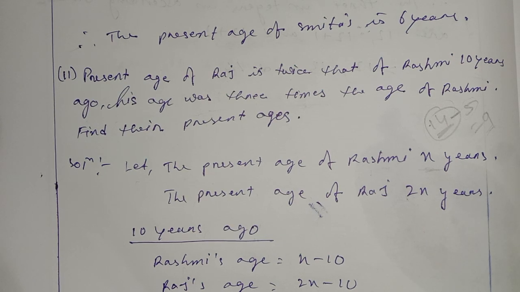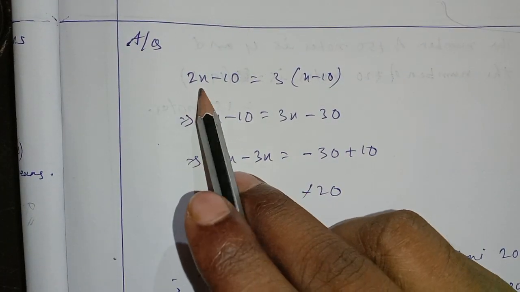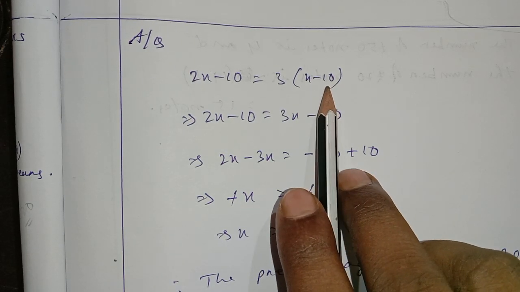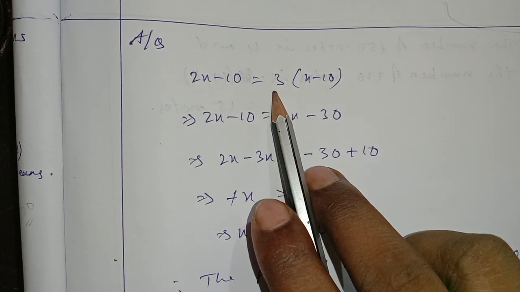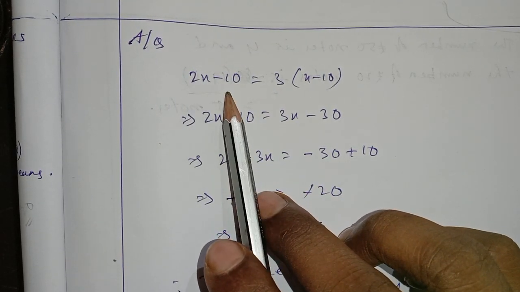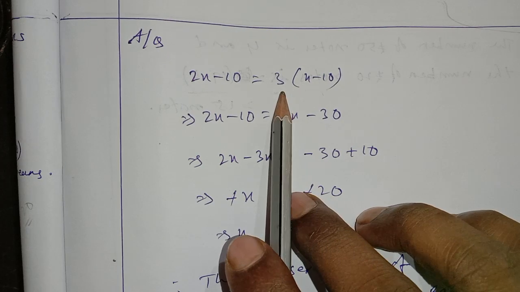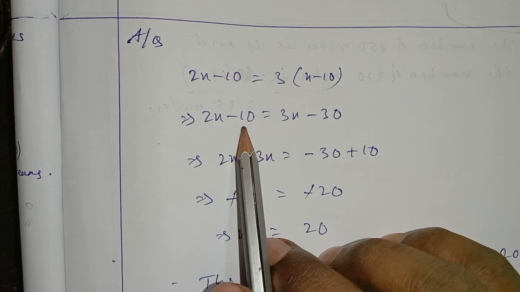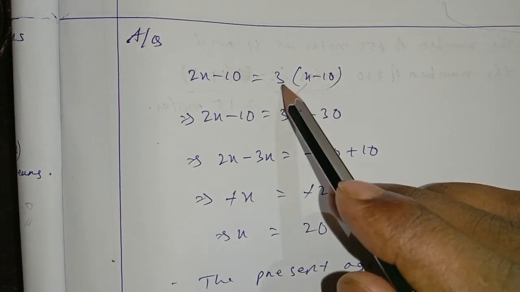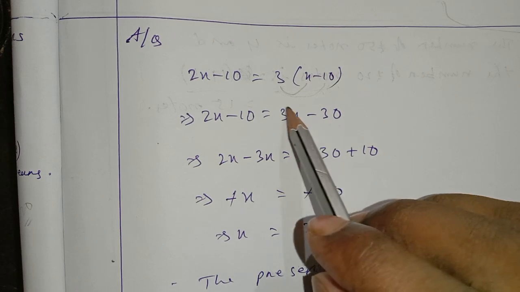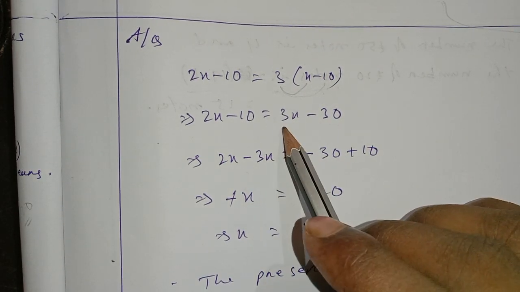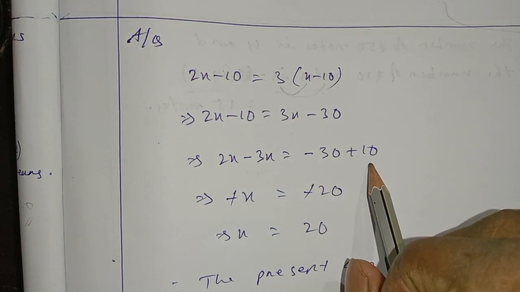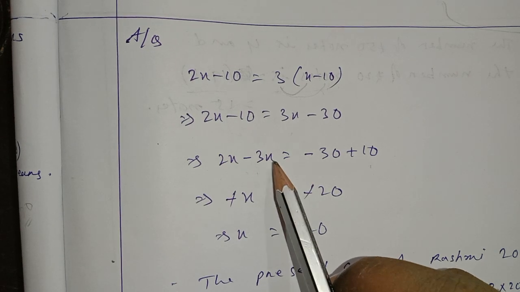Next, according to the question, 2x minus 10 equals 3 times x minus 10, because it is already told that whatever the age of Raj, it will be 3 times that of Rashmi. So we have to multiply this by 3 with Rashmi's age. Now 2x minus 10 equals 3 into x means 3x, 3 into 10 means 30. Now 3x coming to the left-hand side becomes negative, and 10 becomes positive on this side. Now 2x minus 3x means how much will it be?